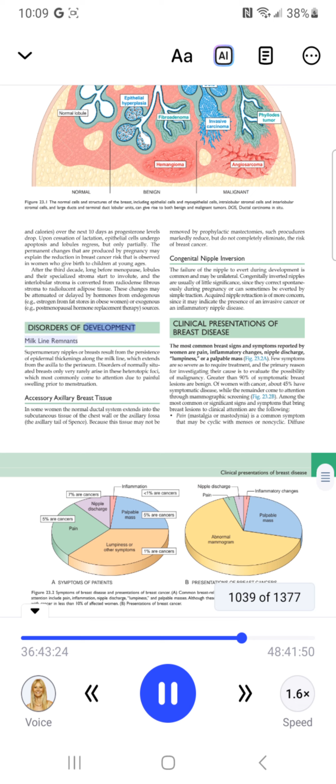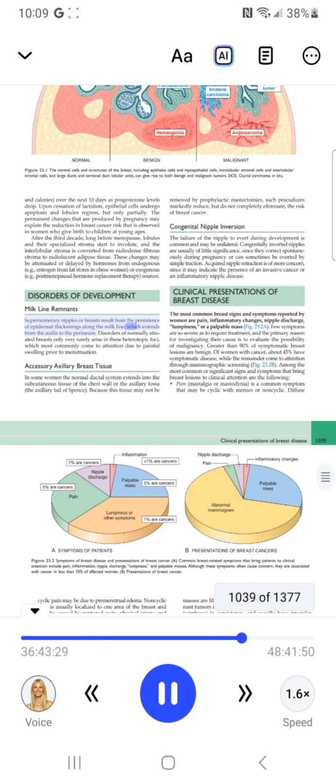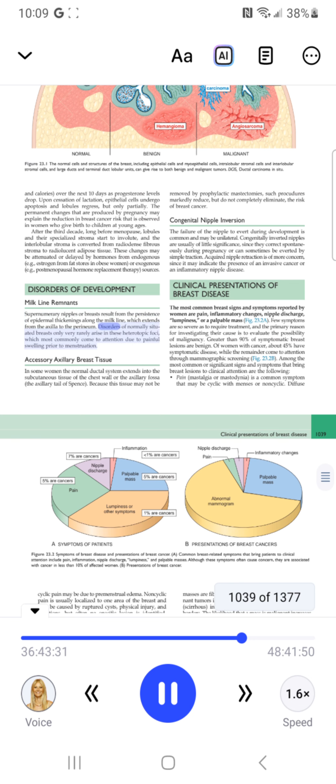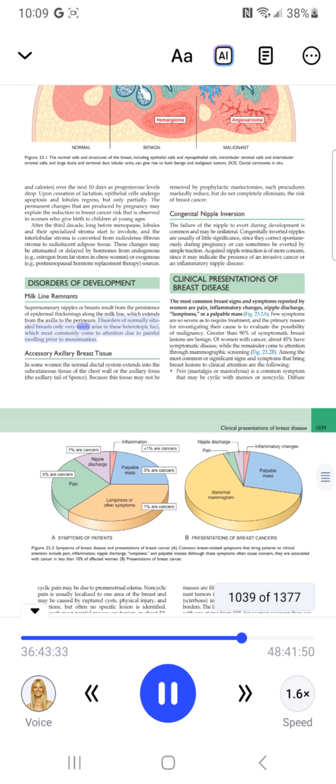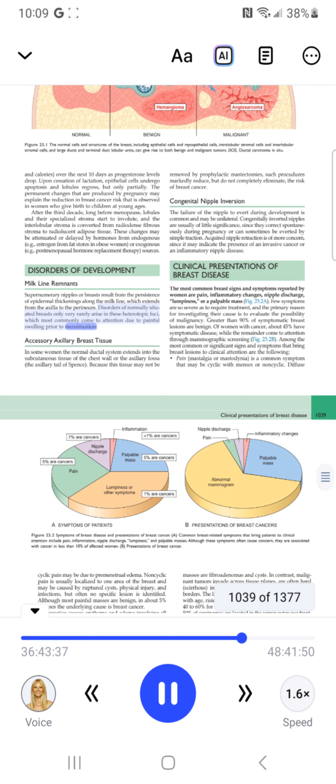Disorders of development, milk line remnants, supernumerary nipples or breasts result from the persistence of epidermal thickenings along the milk line, which extends from the axilla to the perineum. Disorders of normally situated breasts only very rarely arise in these heterotopic foci, which most commonly come to attention due to painful swelling prior to menstruation.